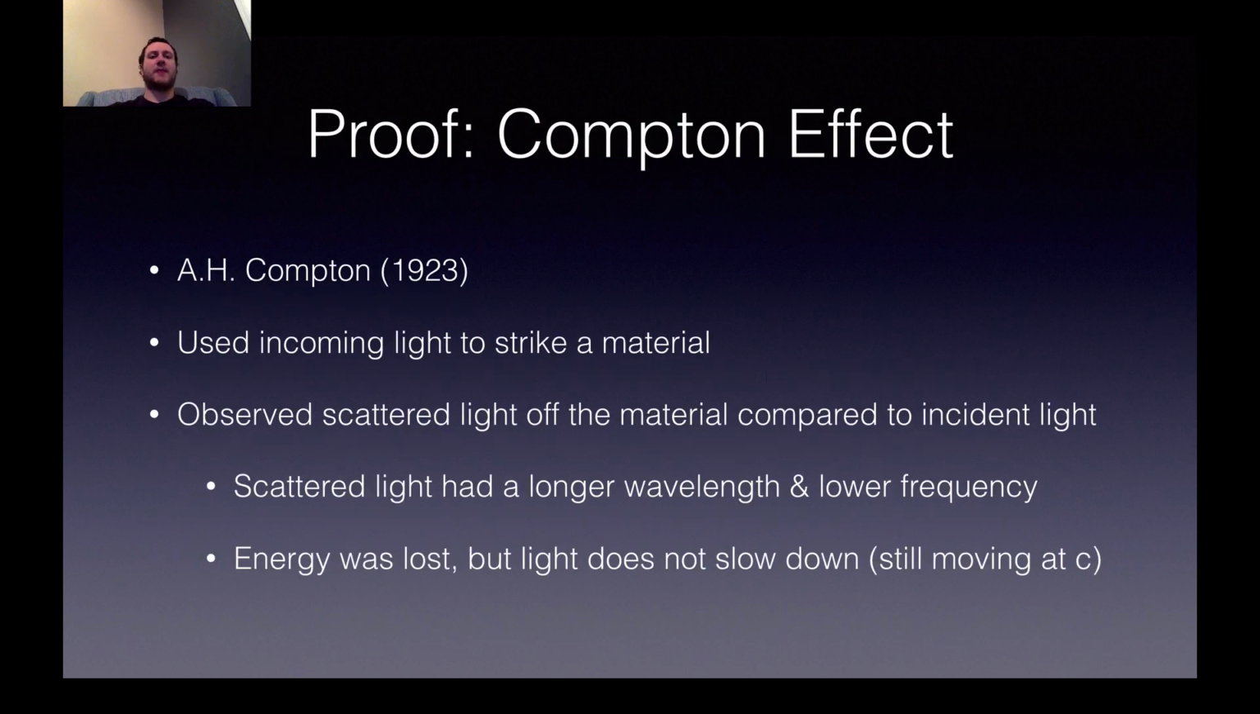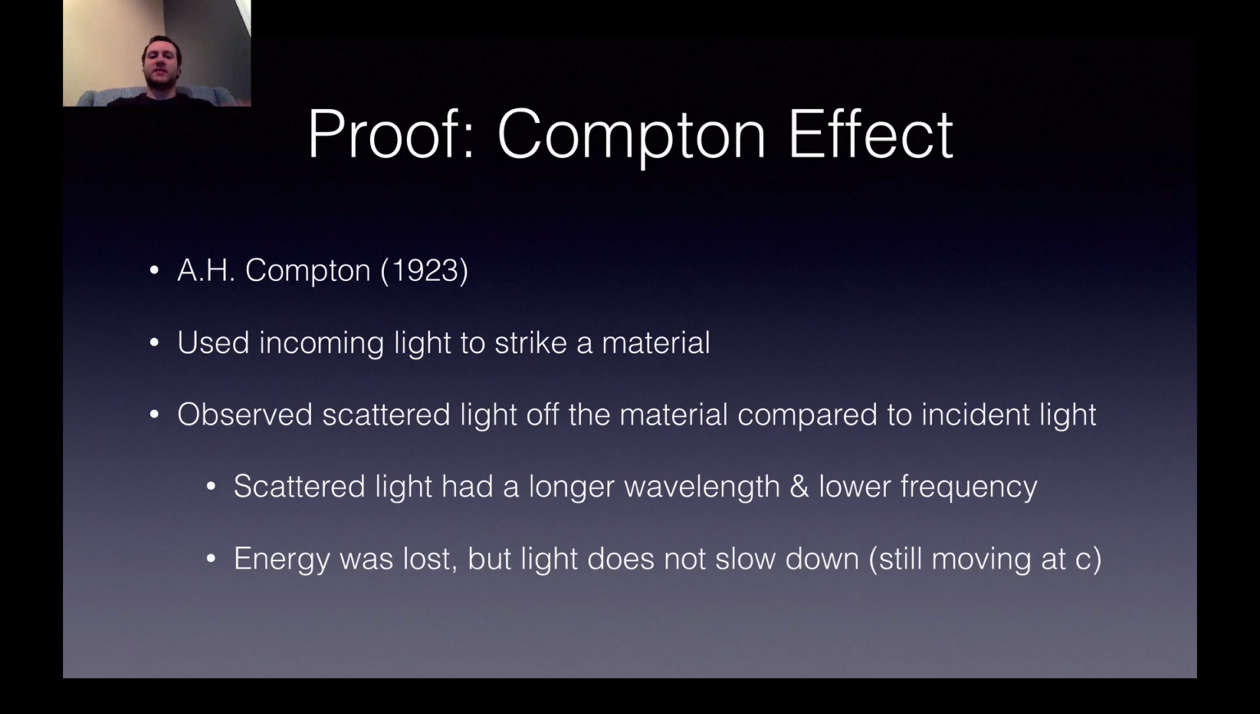Another proof that we have is the Compton effect from 1923. Similar idea to what we just saw, where he's using incoming light to hit some material. But now with the Compton effect, he was sending photons of light, they would strike something, and then he would look at how that incident light scattered afterwards. So he'd send in light at some energy, which would mean it had some wavelength and some frequency, and this light would hit the material and scatter off, so it would kind of reflect away.